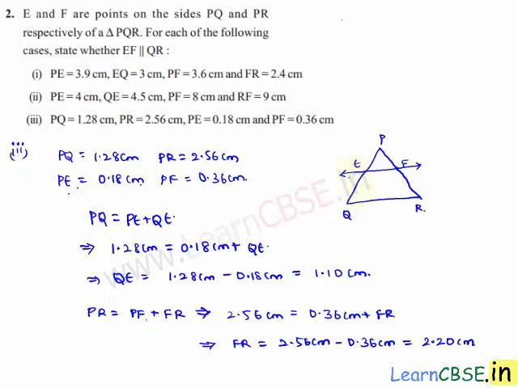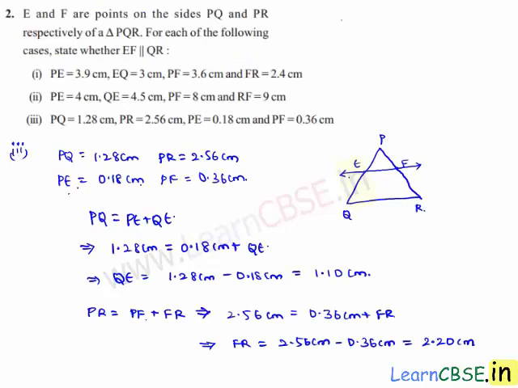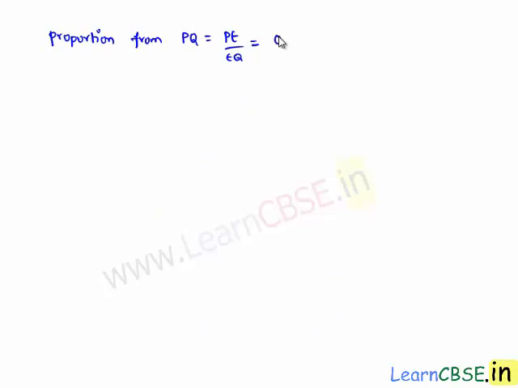So now let's check the proportions. Here the proportion from PQ will be PE by EQ, which is equal to PE is 0.18 divided by EQ, we obtained it as 1.1 centimeters.